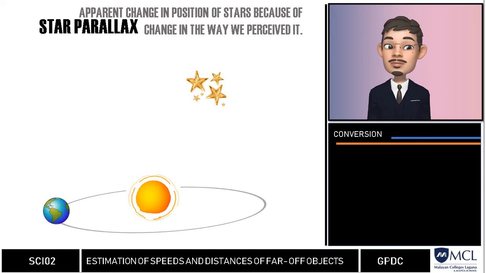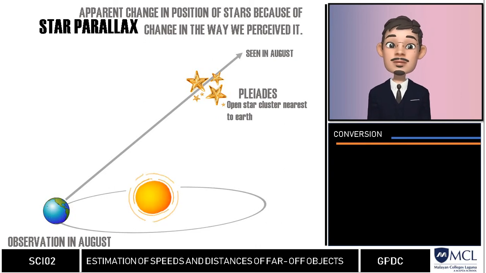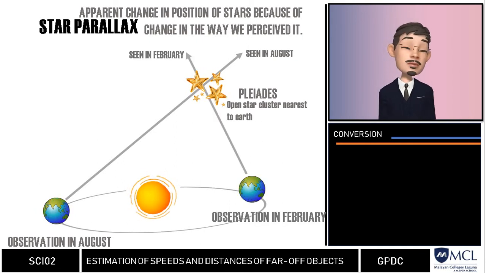Here, astronomers take a photo of Pleiades, an open star cluster which is among the nearest star clusters on Earth and the most obvious to the naked eye in the night sky. This is taken in August. After 6 months, in February, they take another photo.